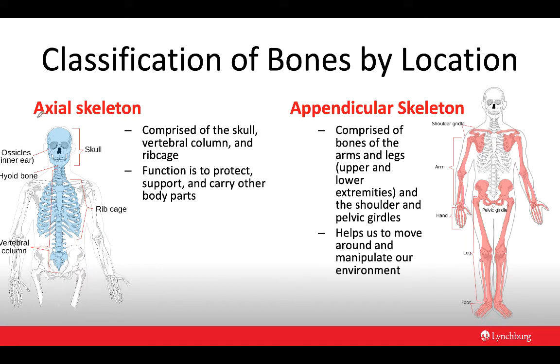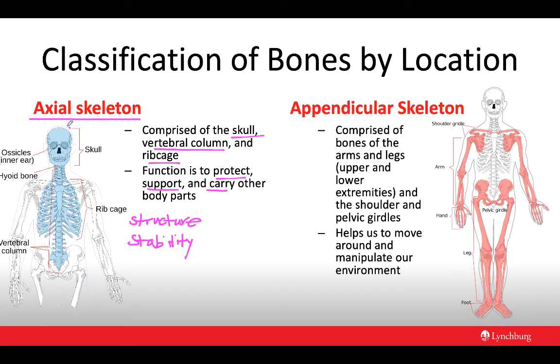If we look at where they're located, the axial skeleton is going to be the skull, the vertebral column, and the rib cage. That's basically indicated here in blue. That's called the axial skeleton. And the axial skeleton provides a lot of structure and stability for us. The function is to protect, to support, and to carry other body parts.